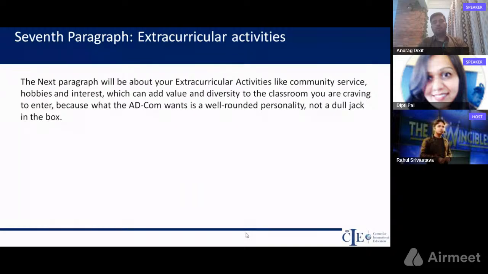They essentially want outcomes like a well-rounded personality. So they need to know some details about your personality. What are the different aspects of your personality, right? They don't want somebody who is just studying all the time, like a dull jack in the box. They want people who are clear about what they want and who also know how to balance their leisure time, study time and work time. So definitely extracurricular activities can give you a good value add if you can show that you have pursued some hobbies to a decent level of advancement.